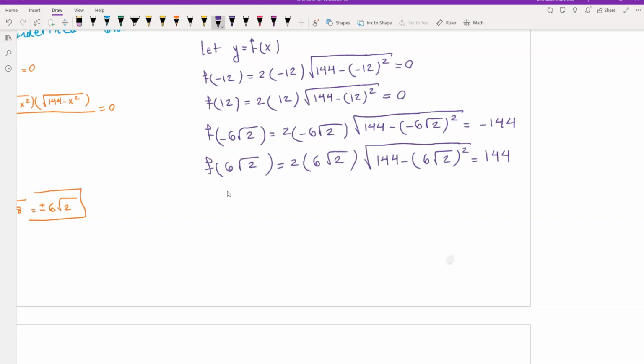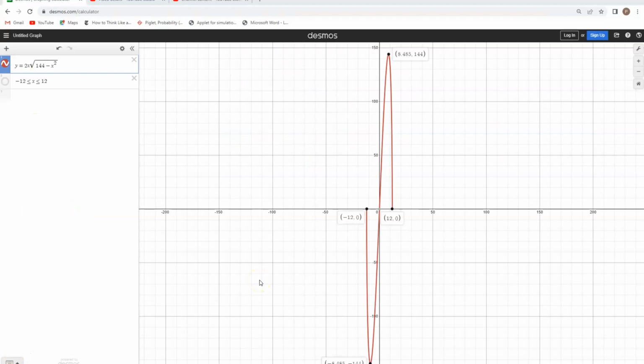For f of negative 6 square root of 2, the answer is negative 144. And f of 6 times square root of 2, we have positive 144. So we have all these 4 points, based on the critical points and endpoints, for our graph.